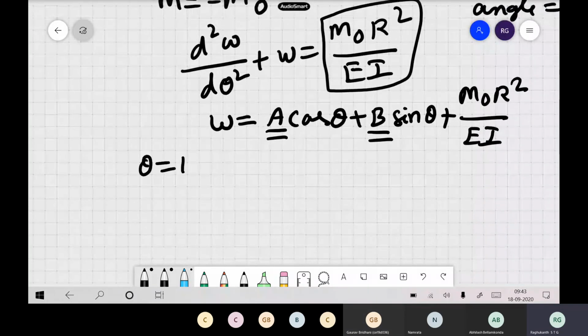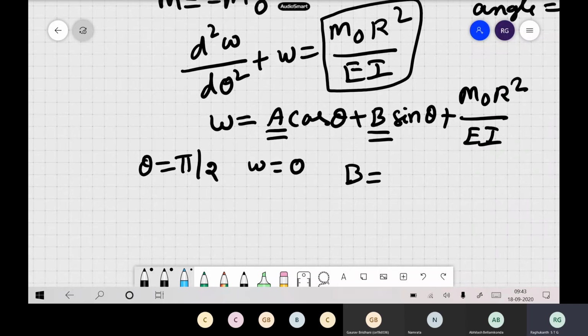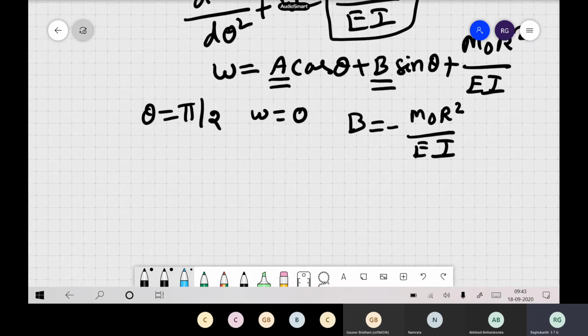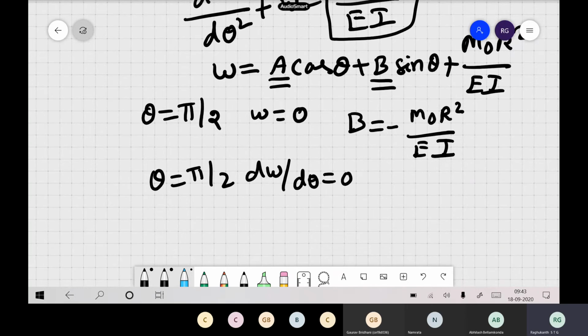So when theta is equal to pi by 2, W is 0, which means B becomes minus M0 R² by EI. Now when theta is equal to pi by 2, dW by dθ is also 0, which if you substitute, you can find that A becomes 0 itself.